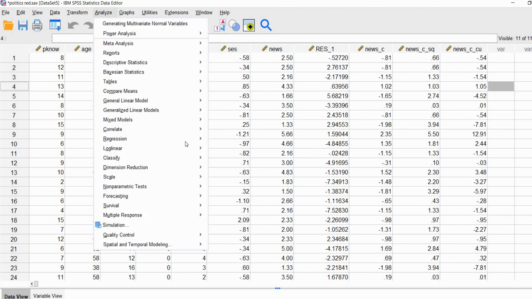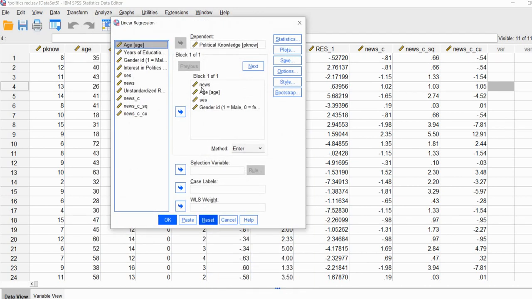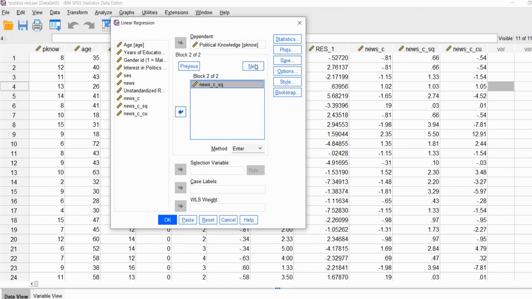So next we'll go to Analyze, Regression, Linear again, and we already have our original model, but I'm going to take this news variable out and put the news_c variable in. This model is going to be capturing the linear relationship between news consumption and political knowledge. We're going to click the Next button, and add in news_c_sq for squared. So we're adding our squared news variable right here. We'll click Next again, and then add in our cubed variable. We'll move that over there.